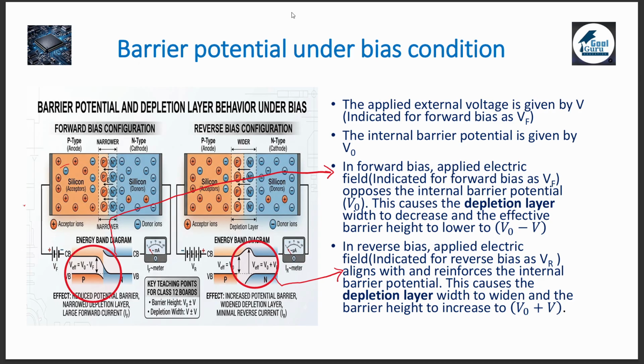What about reverse bias? The applied electric field, here indicated as V is equal to VR, for the reverse bias, aligns and reinforces the internal barrier potential. This causes the depletion layer width to widen, and therefore the barrier height now increases to V0 plus V. That means with the increase in the reverse bias voltage, the barrier height increases.